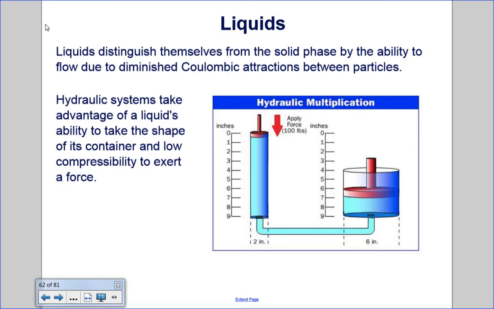Liquids distinguish themselves from the solid phase by the ability to flow due to diminished Coulombic attractions between the particles. Hydraulic systems take advantage of a liquid's ability to take the shape of its container, but still have low compressibility to exert a force. See here that you take something that's a high, narrow column, push it down, change the dimensions of the container, now it's wide, and it can still be used to push up the piston on this end.